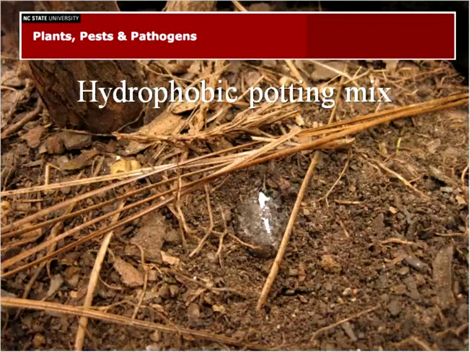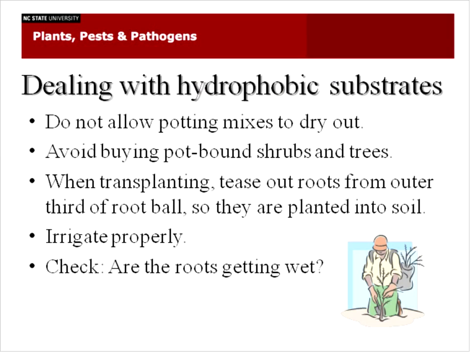And here's a picture showing what this looks like on a different plant, a sample that we got in the clinic, where a drop of water applied to the surface of the potting mix here just sits and doesn't actually go in and wet the substrate or the roots. So how do we deal with the situation or even recognize it?